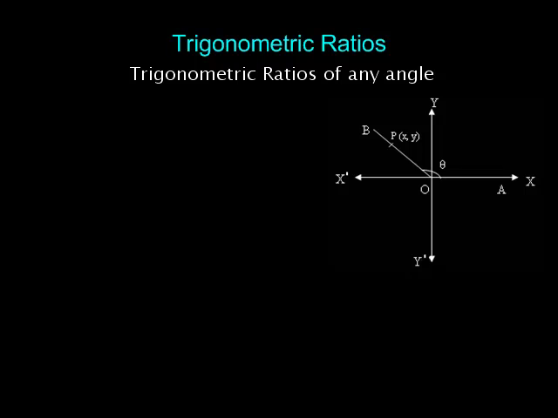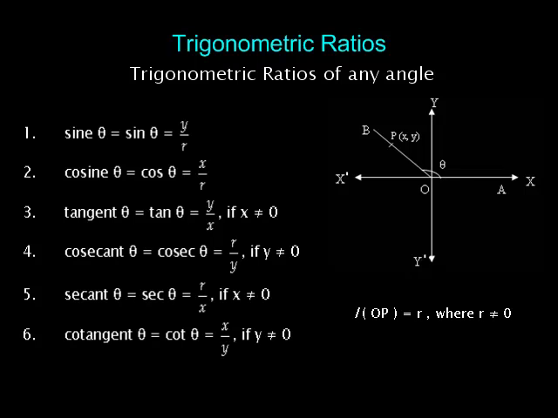If an angle is in standard position, then its vertex is at origin and its initial arm lies along the positive x-axis. Definitions. Let theta be the measure of the angle AOB in standard position. Let P(x, y) be any point on the terminal arm OB such that length OP equal to r not equal to 0. Then we define the trigonometric ratios of angle theta as follows.